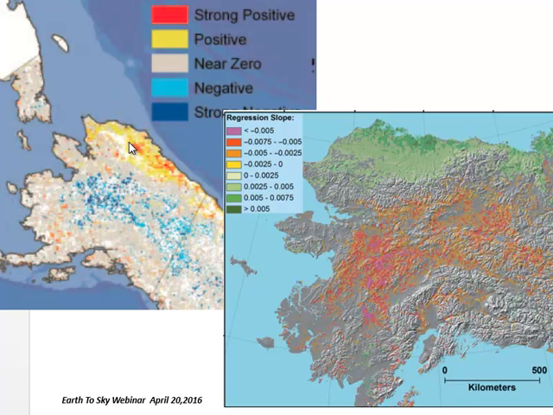And the other pattern has been a browning trend or declining NDVI in boreal interior Alaska. So the red in this study or the blue area in this study. Okay, so let's explore the greening trend in Arctic Alaska.